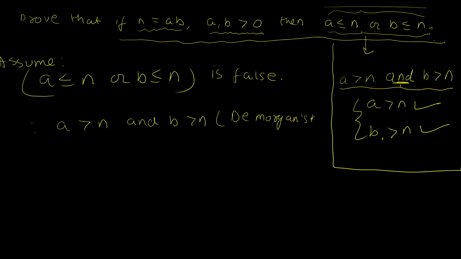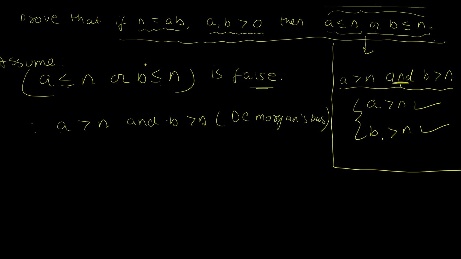We get this by De Morgan's laws, because you know that this OR is false means both of these must be false. So a less than or equal to n must also be false. That should give me a greater than n, and this should also be false. So that means b greater than n. Next I want to use this fact and show that these must be wrong.